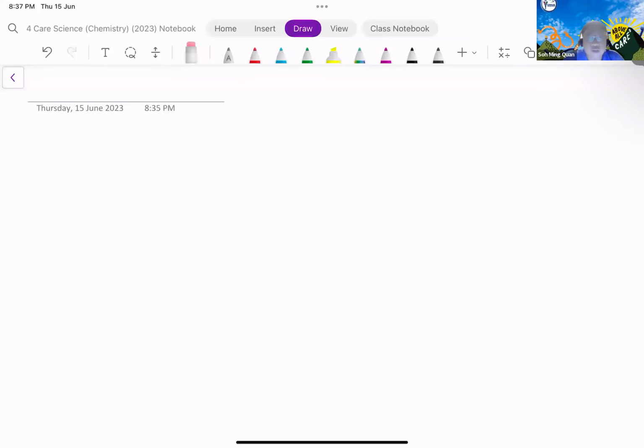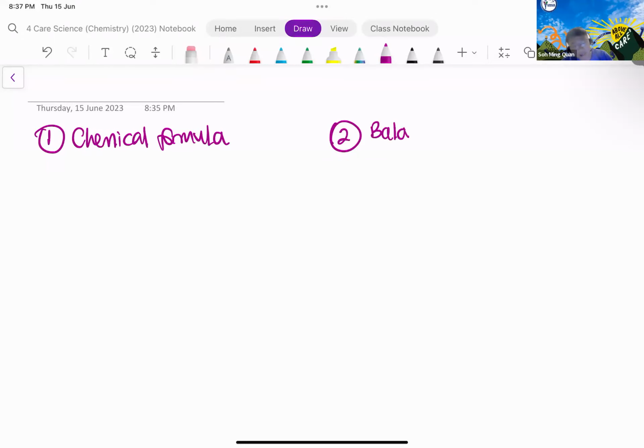Okay, good evening, students. So today we are here to revise how to write chemical formula. So that's the first thing we will do. How do I write chemical formula? Then after writing chemical formula, we will learn how to balance equations. As we learn how to balance equations, we will revise the reactions of acids.